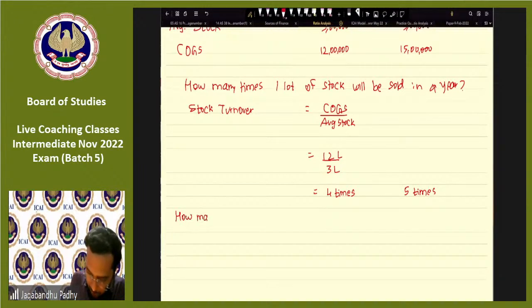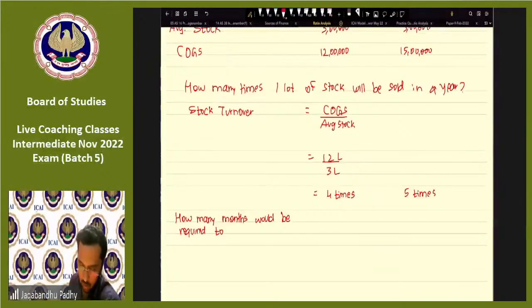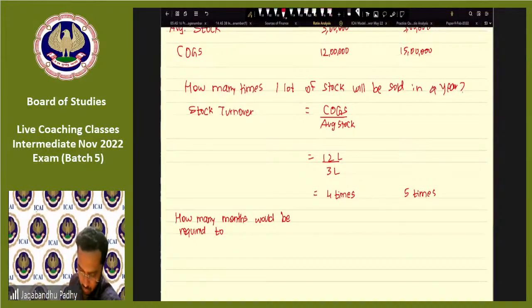So now if I ask you another question, how many months would be required to sell one lot of average stock? What will be the answer for this?